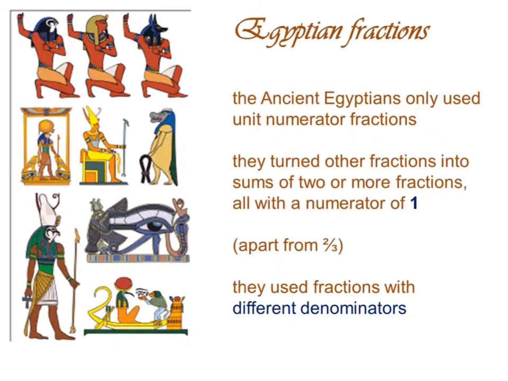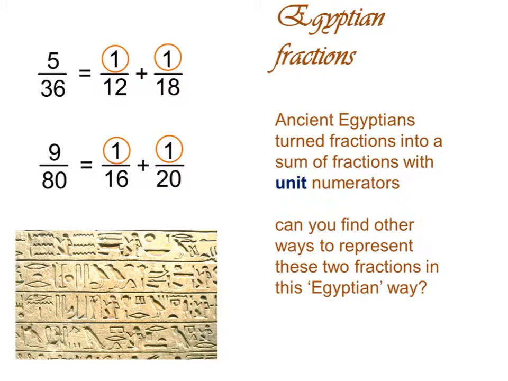So, the ancient Egyptians were fantastic at maths, and they only used unit numerator fractions, okay? And what that means is on the top of the fraction they only ever had the number 1. And they turned other fractions always into the sum of 2 or more fractions with a numerator of 1, and I'll show you how that works. But they used fractions with different denominators. For example, they used to write 5/36 as 1/12 plus 1/18.